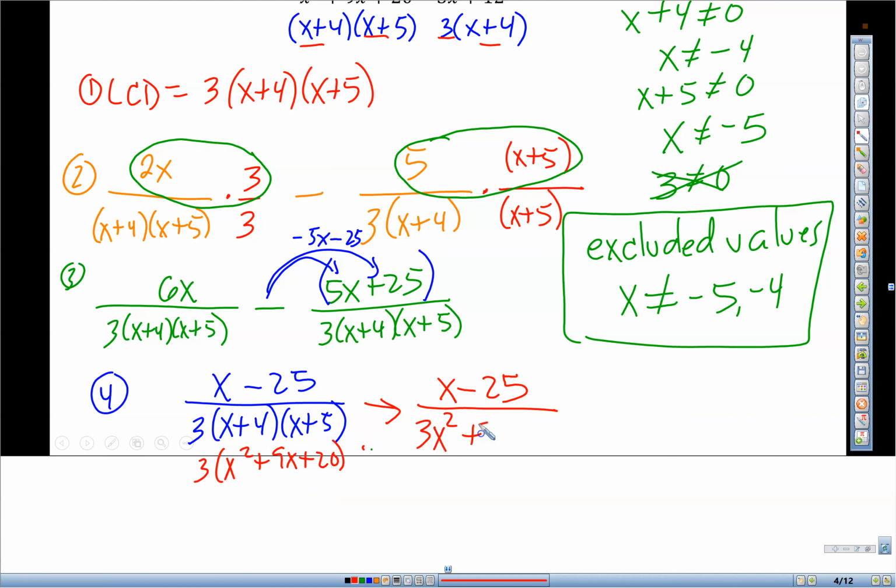So we get 3x squared plus 27x plus 60. So there's my best answer for the subtraction. All right, let's take a look at another one.